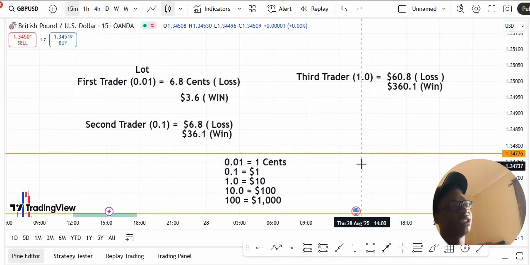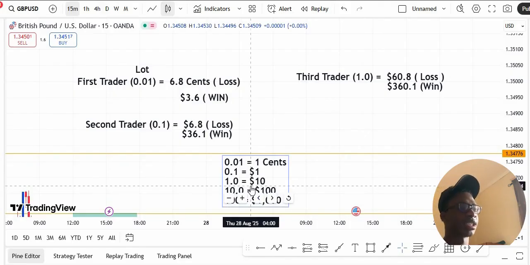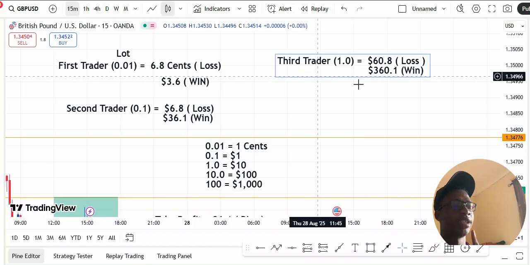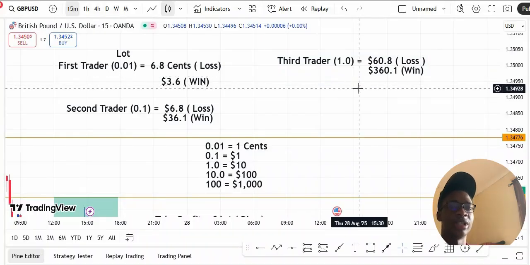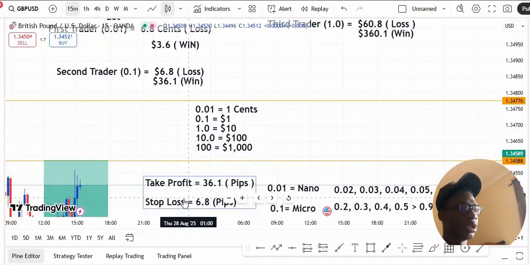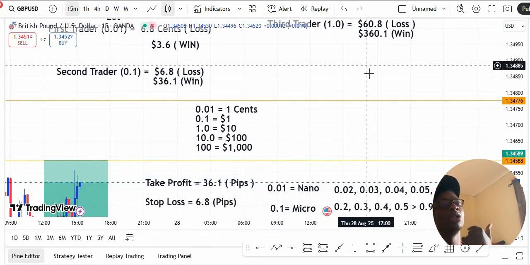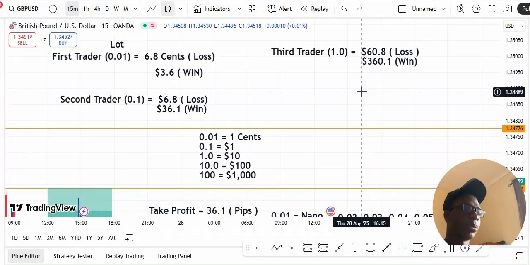Right? So the thing in common for these three traders is that they have the same pips for stop loss and win. But the thing that is not common between the three traders is their lot size. So I have an assignment for you guys. How much will the first trader make, using the same take profit pips, which is 36.1, and the same 6.8 pips for the stop loss? I want you guys to answer that in the comment section, or you can drop me a message with your answer.